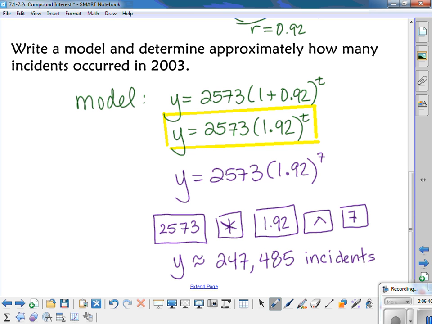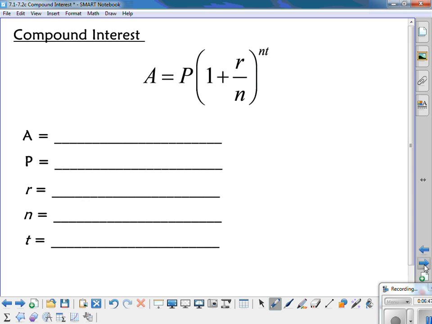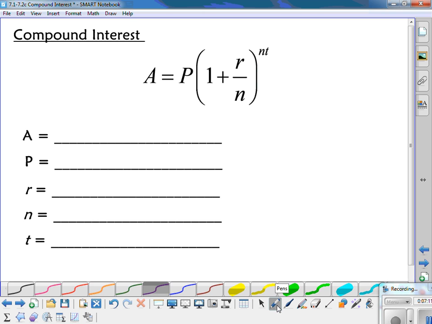Okay. All right, so now a specific type of growth model is compound interest. So this is just a variation of that formula that we just learned. What we've done is we've added in the number of times that something is compounded. So compound interest is when we're talking about money that we put in the bank, or it could also be money that you borrow from the bank also. So A is going to stand for the amount that's in the account after T years.